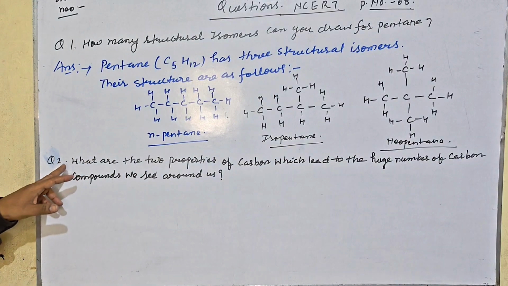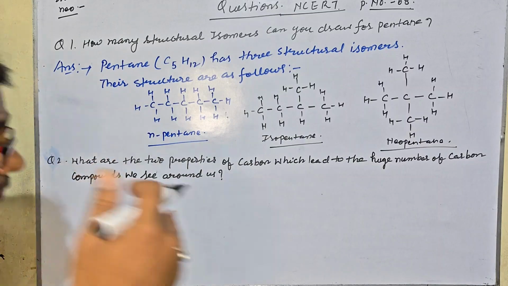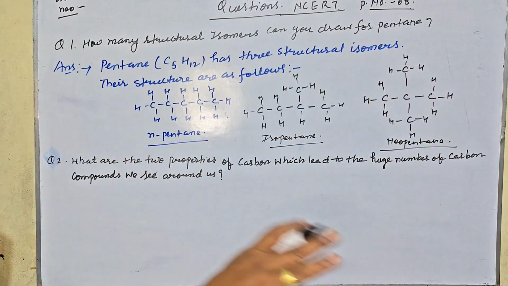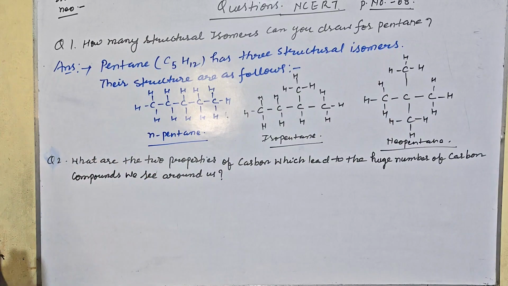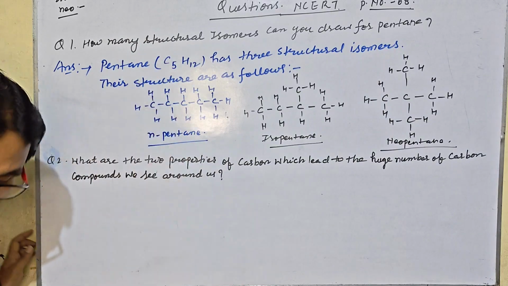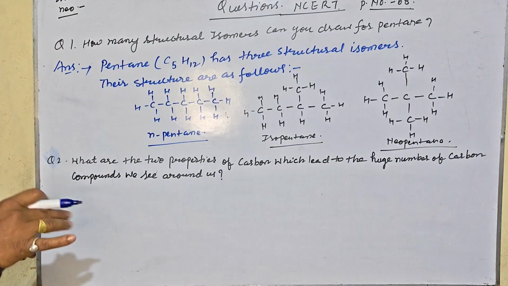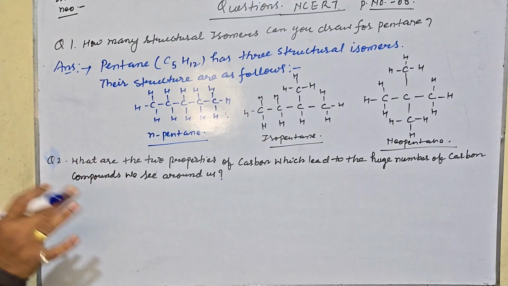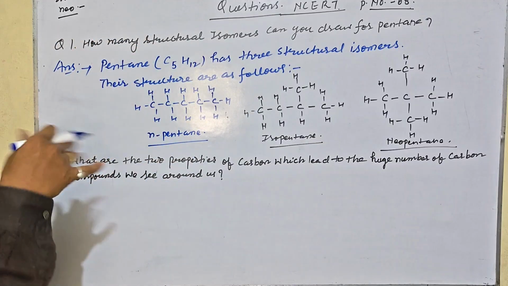So let us understand: what are the two properties of carbon which led to the huge number of carbon compounds we see around us? What are the two important properties of carbon compounds that are the basis for the huge number of carbon compounds? Let us give the answer.